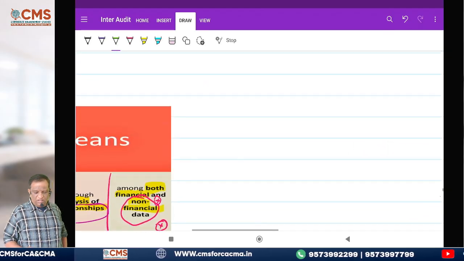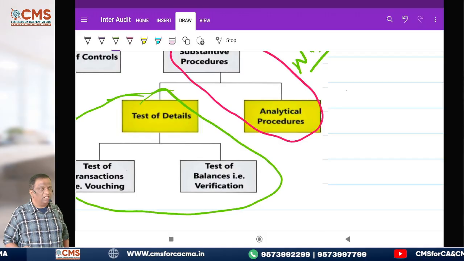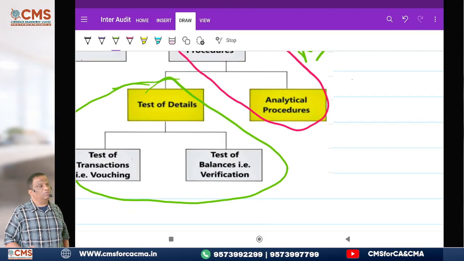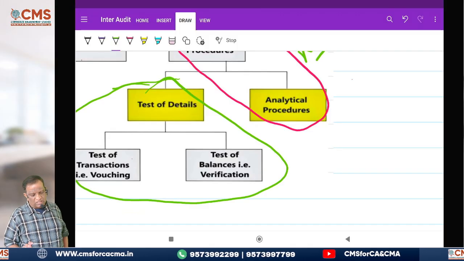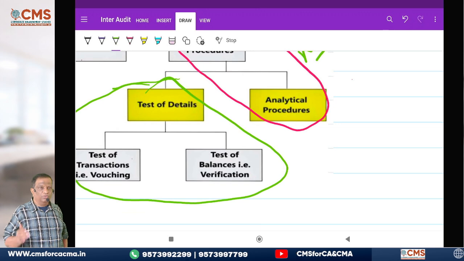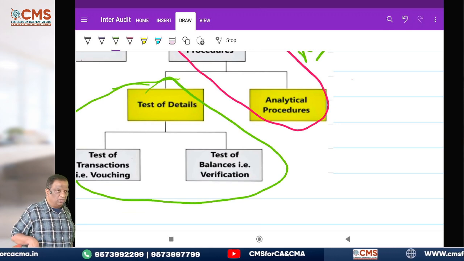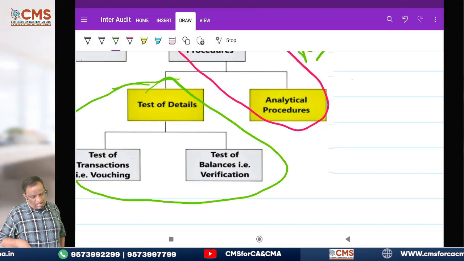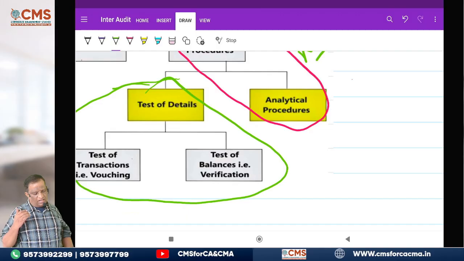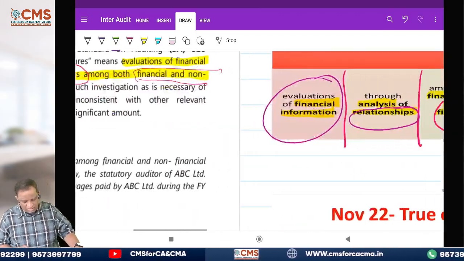Now, why do we need analytical procedures? We need them because by simply verifying in a routine method, you will not be able to identify all errors, because clients are super smart. They can create fake supporting documents. So unless you do analytical procedures, you will not be able to identify and satisfy yourself. As an auditor, I cannot identify all misstatements through only routine procedures. That is where I require analytical procedures.